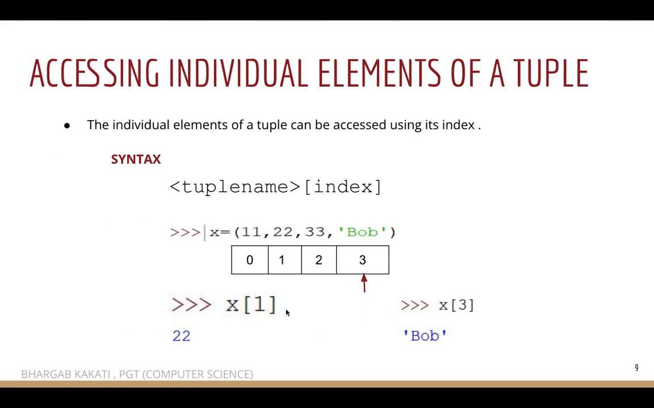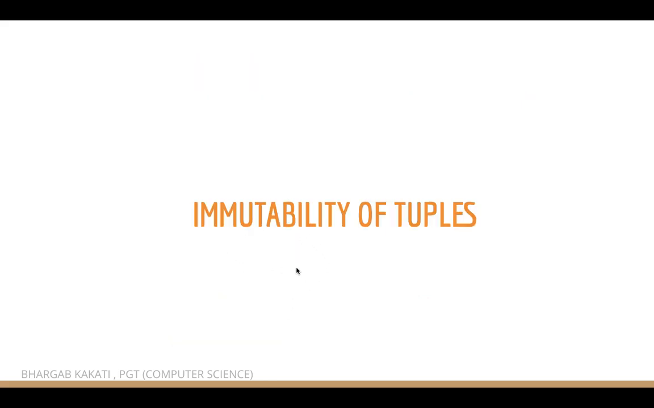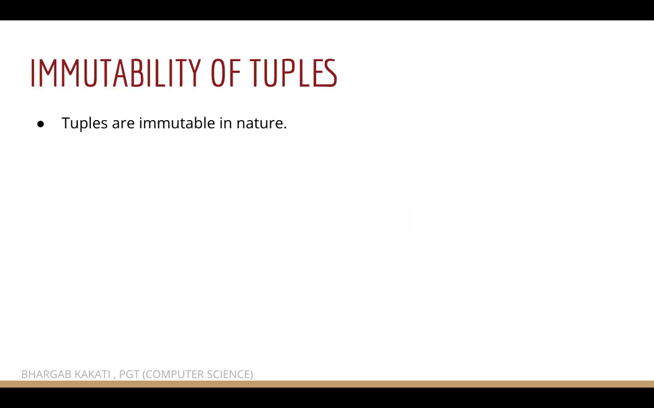Alright, so let's move ahead. Let's test the immutable property of tuples. So in the first slide itself, I have said that tuples are immutable. What is the meaning of that? The meaning is that once a tuple is created, we cannot change the individual values of the tuples. That's known as immutability. So tuples are immutable in nature.